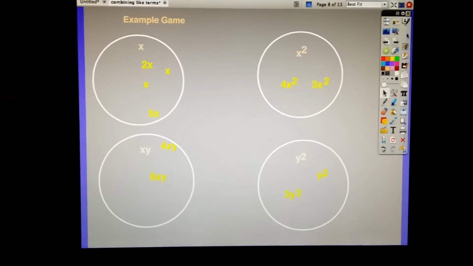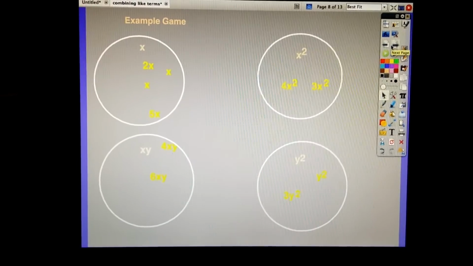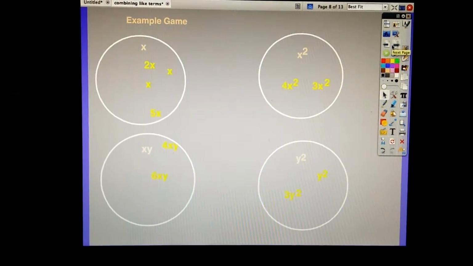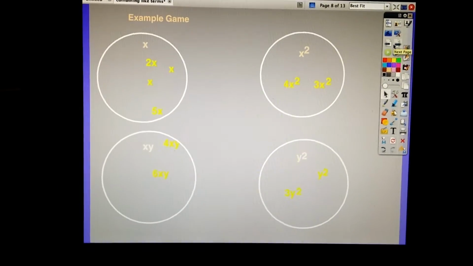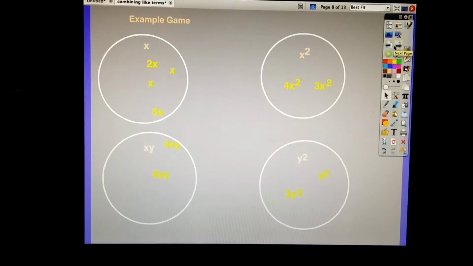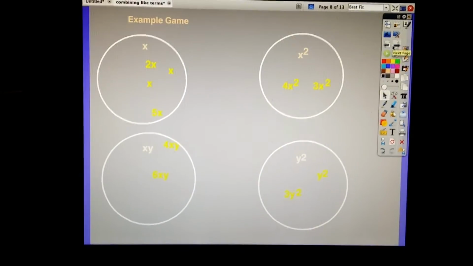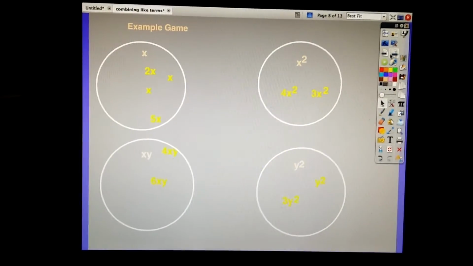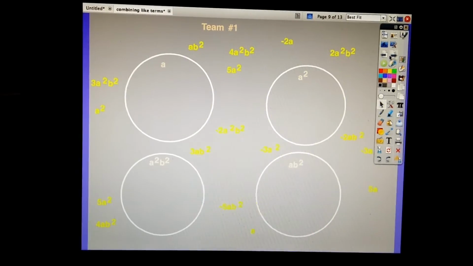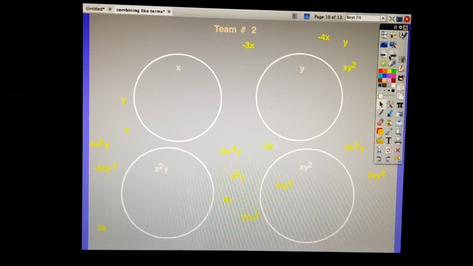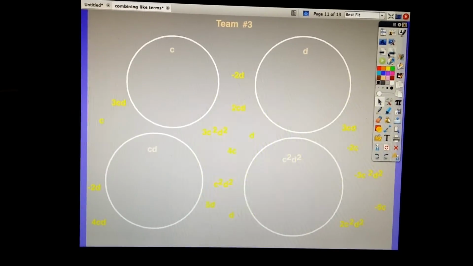After we go over the example, Team 1 will line up, and I will start the clock as soon as the first person moves their first coefficient. This is what the games look like: Team 1, Team 2, Team 3, and Team 4.